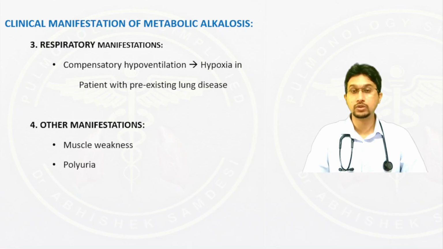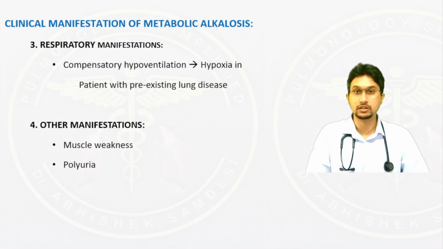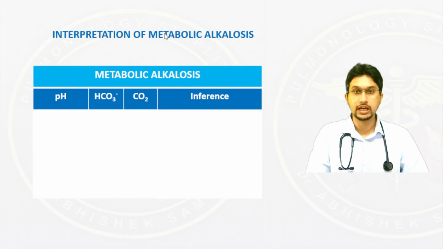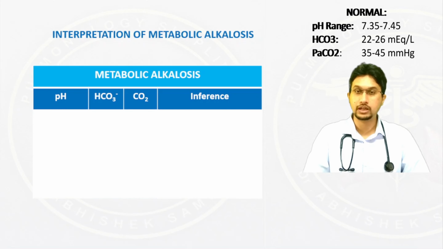Now, how to interpret a metabolic alkalosis? So again, I'll be telling a simpler way. Whenever given an ABG, do not panic. Always write down the normal value and put an upward arrow if it is increased or a downward arrow to signify it as decreased.